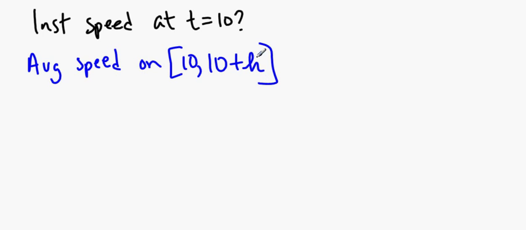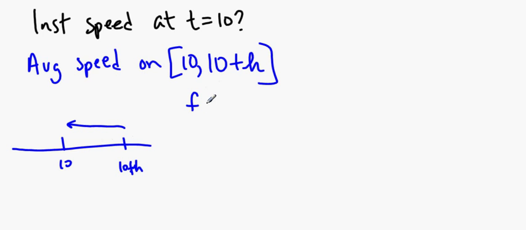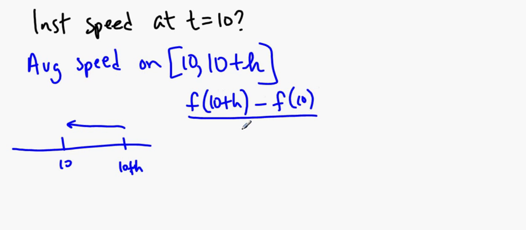And then what we're going to do is let h get really, really small. We're going to let h get really, really close to 0, so that if you imagine this is 10 and this is 10 plus h, we're going to take this point and slowly drag it so that the two become one in a beautiful ceremony surrounded by family and friends. So what I'm going to do is figure out what the height is at 10 plus h, and then what the height is at 10, and divide by h.